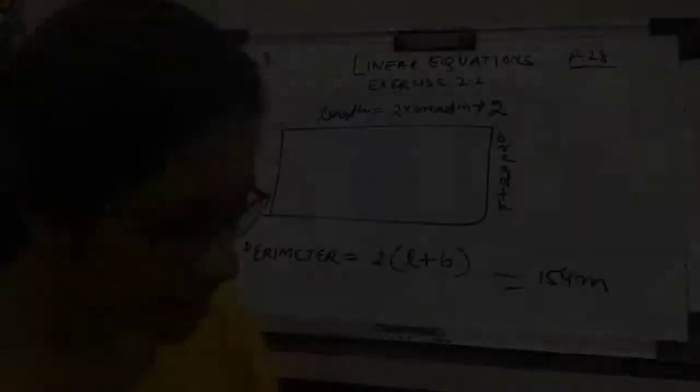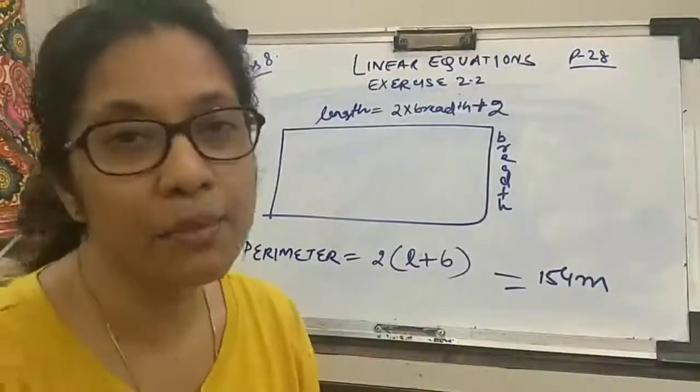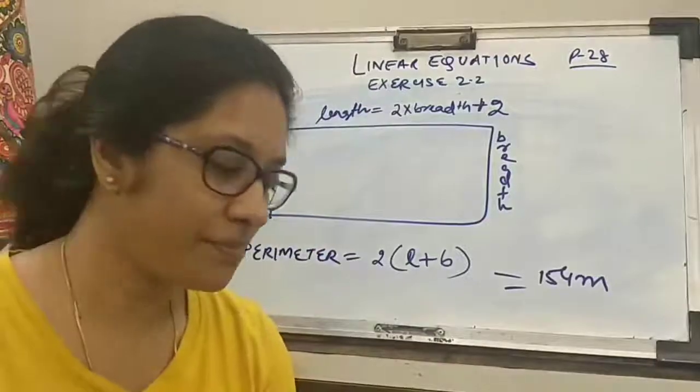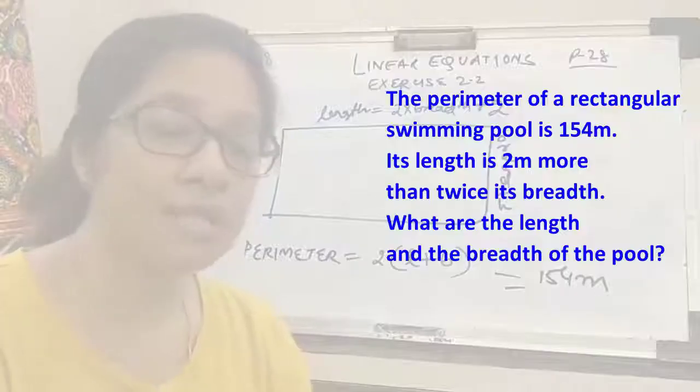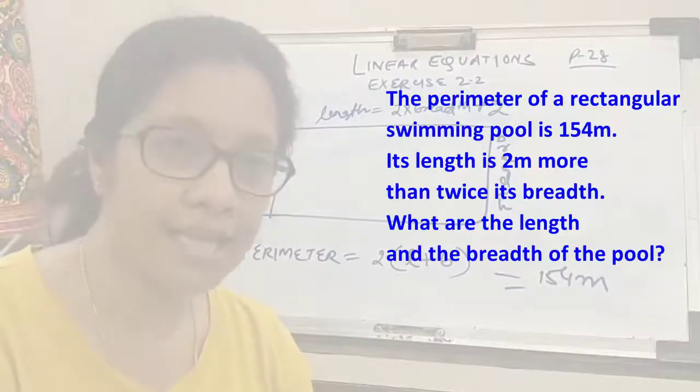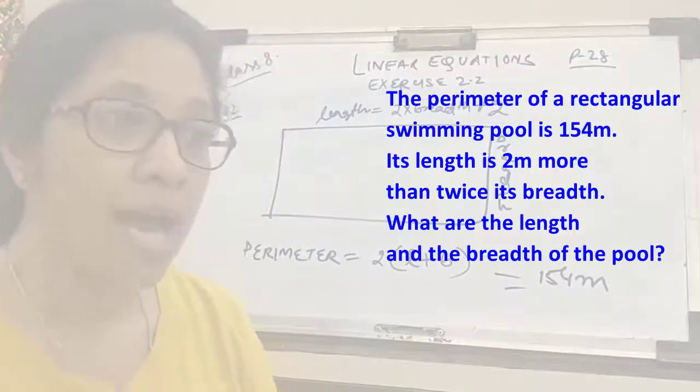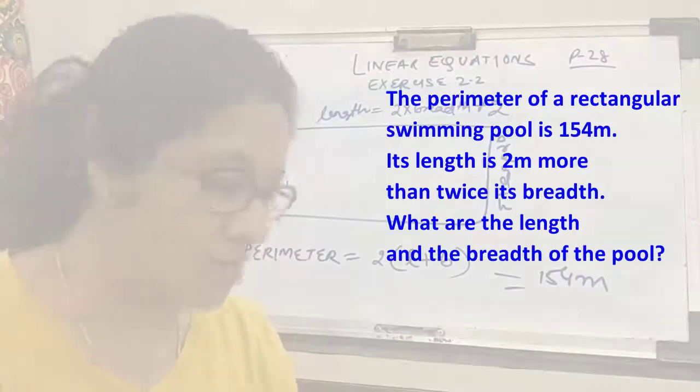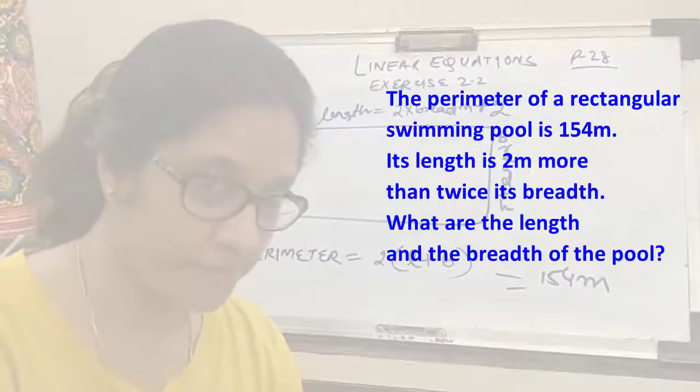Hello. So now we'll be taking up question number 2 from exercise 2.2. Okay. So this question says that you have a rectangular pool and the perimeter of the rectangular pool is given to you as 154 meters.